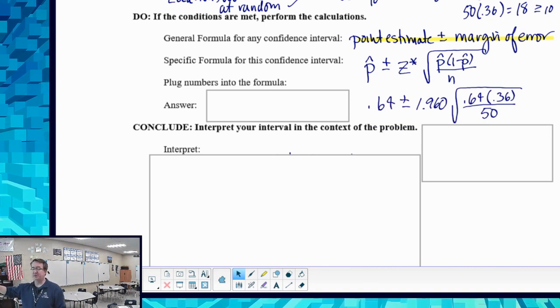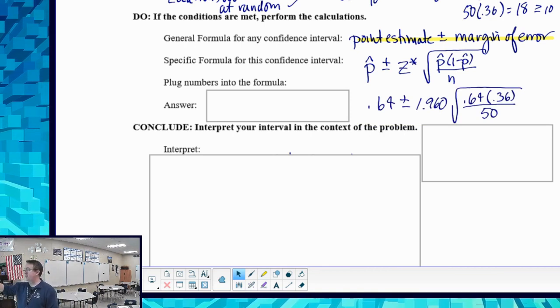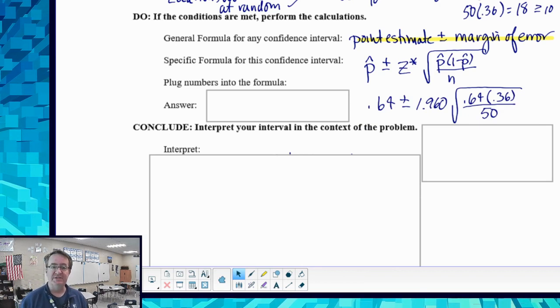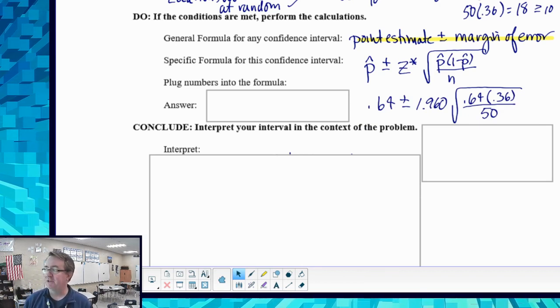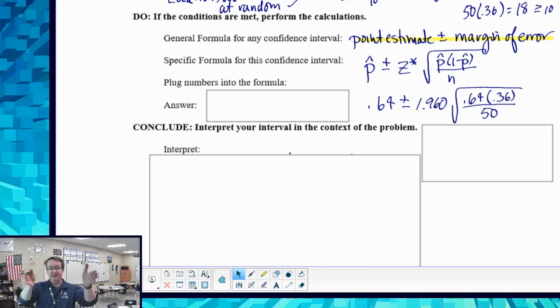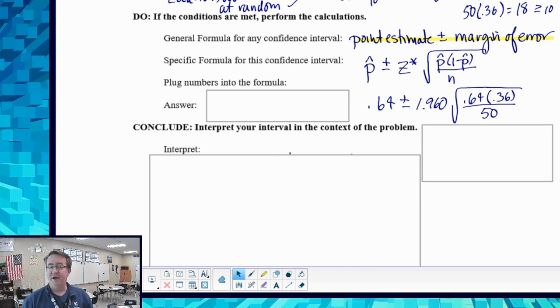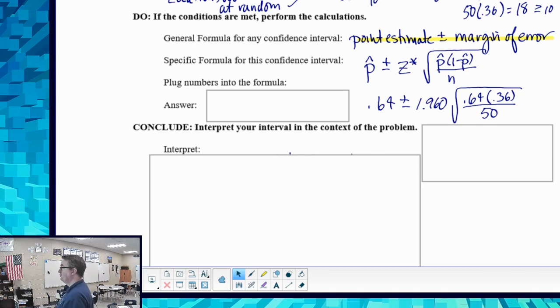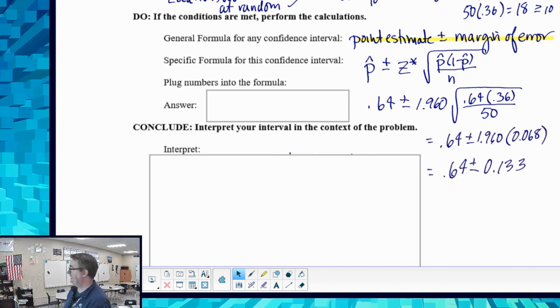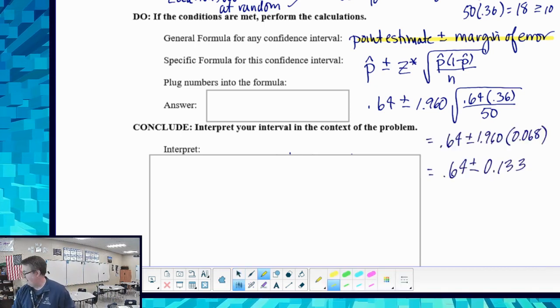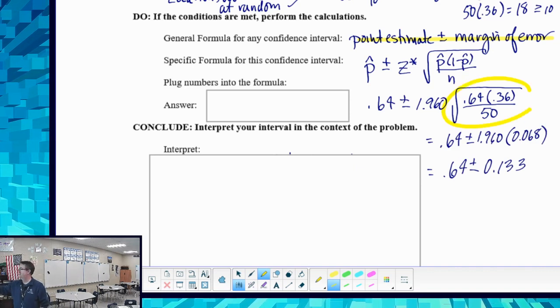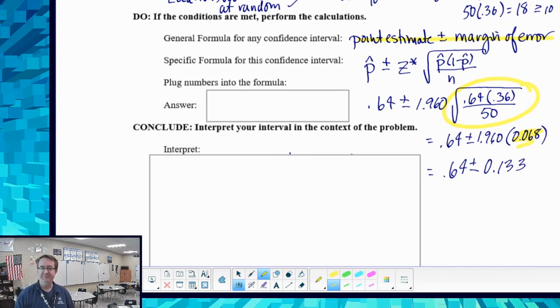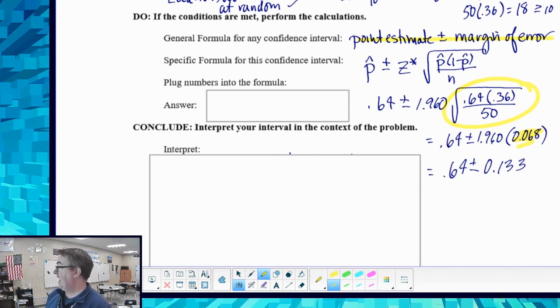64%, that's my p hat. We're using 1.960 because that's the z-score for 95%. And again, we're finding the middle 95%. You can do that either through your Table A, or you can do it with inverse norm on your calculator. I've done this. There's my standard error there, and then I did the math from there. Okay? And that's the whole thing.